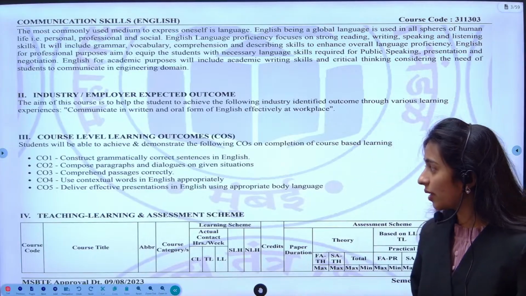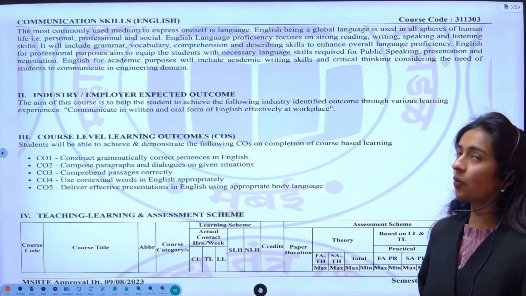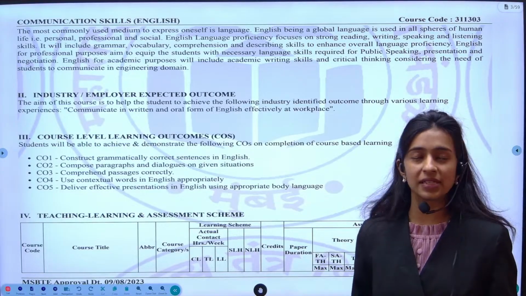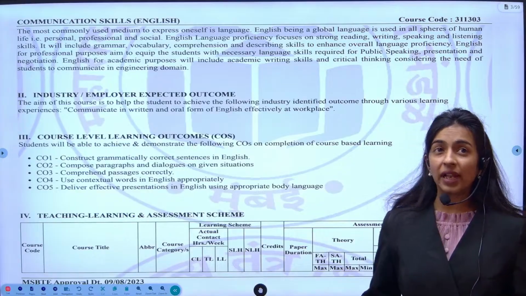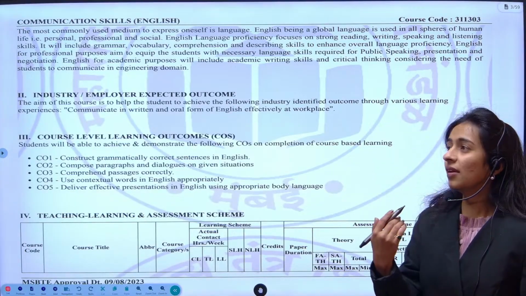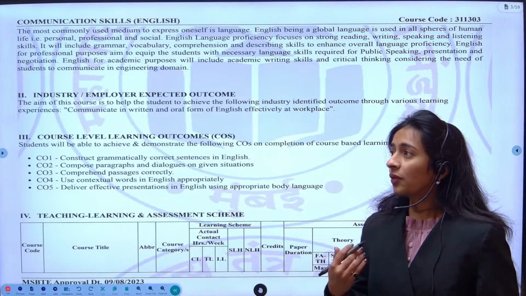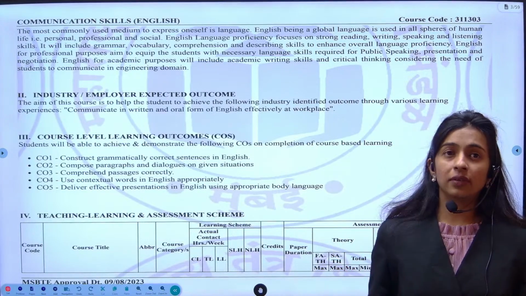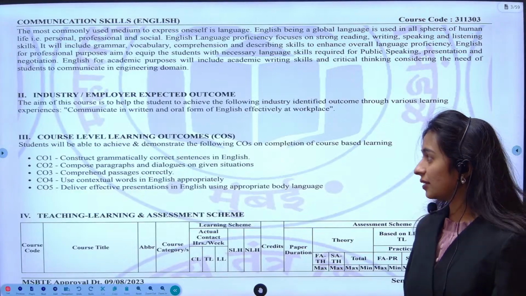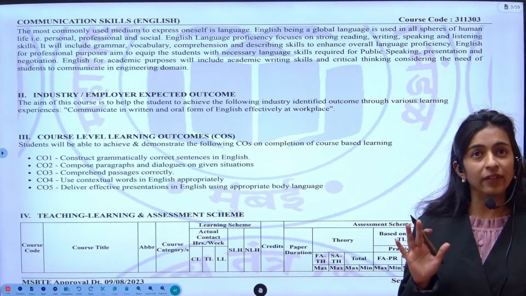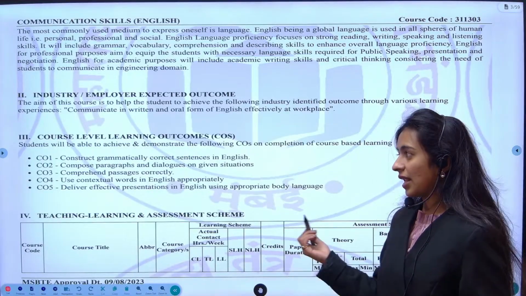And the last one is deliver effective presentation in English using appropriate body language. It's all about your presentation skill. So how you present yourself, your body language, your facial expressions, and the way you communicate is really, really important when you are going for interview or when you are officially presenting yourself in front of everyone. So these are the things that they are expecting, the 5 learning outcomes. So let's go through the syllabus for the same.